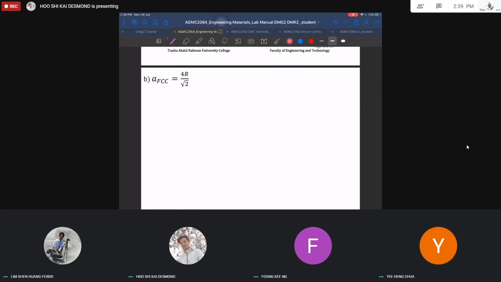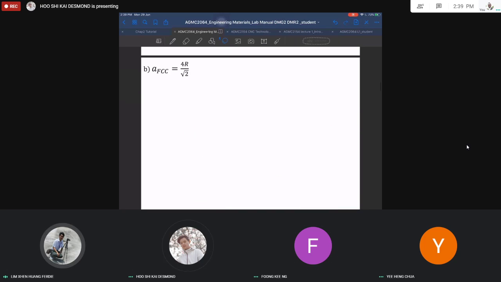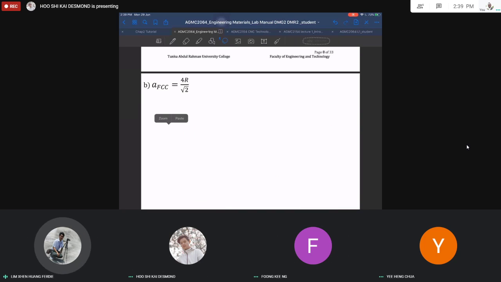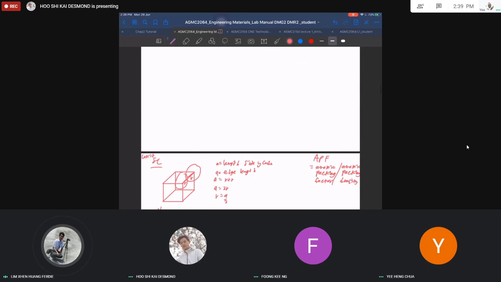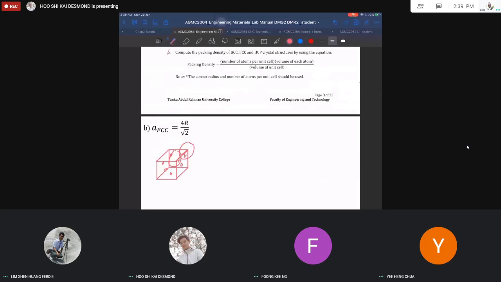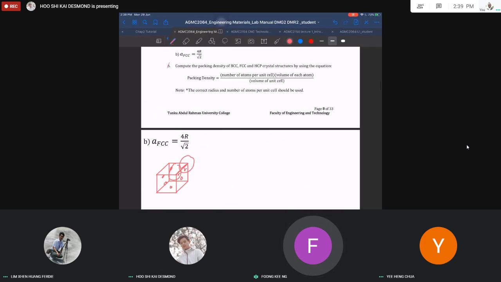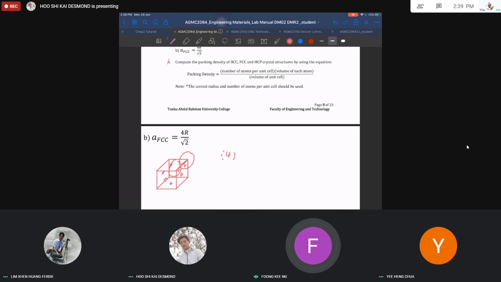Yeah, FCC. FCC, correct. Need to find, number of atoms per unit cell is 4. Good. Hey everyone, you must be like Desmond. At least you do your part there, because at least you can follow through.